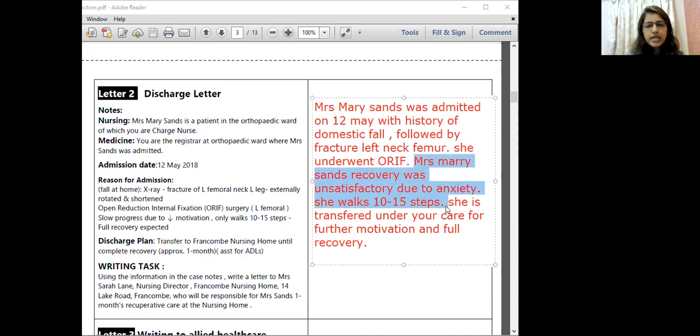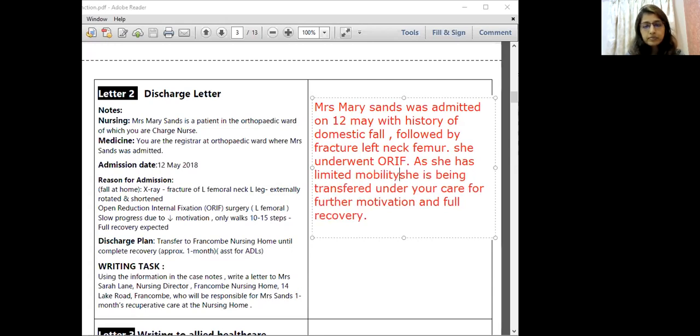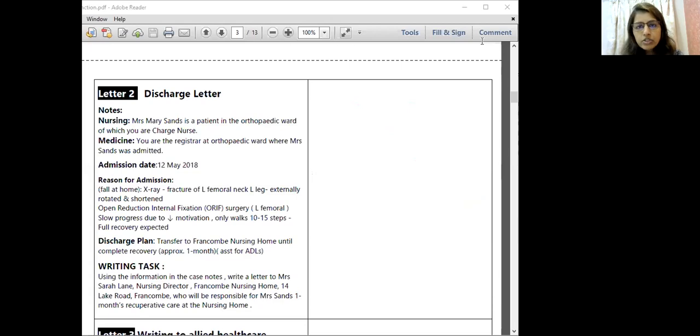So probably I would say she is transferred, or she is being transferred, because it is continuous tense, under your care for further motivation and full recovery. Okay, and if I wanted to add why, I would say as she has limited mobility, she is being transferred under your care. So that's where your ability to use language is being assessed. Okay, so instead of using the term refer akshana, probably you could add the term transfer. Otherwise, your introduction paragraph is appropriate.